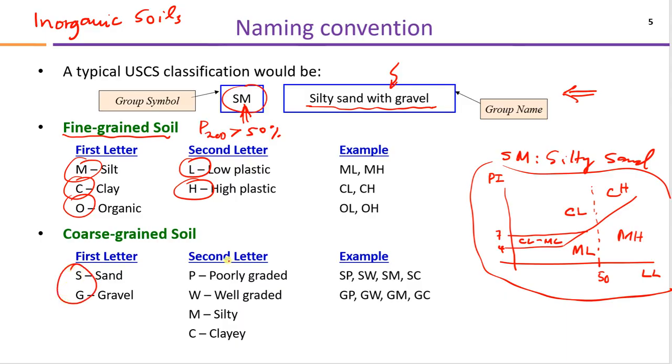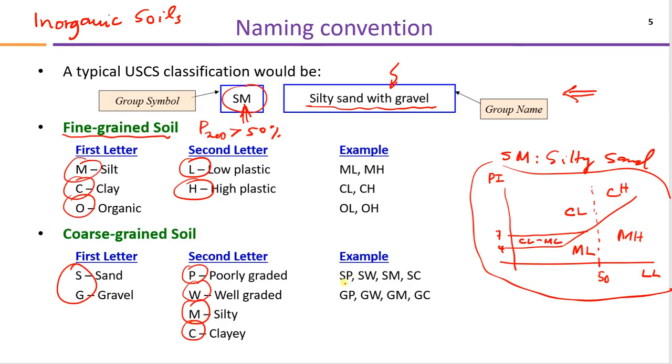Okay, and the second letter is going to be either poorly graded, well graded, or it might have some significant amount of fines. So the second letter is going to be M or C. So these are some of the examples.